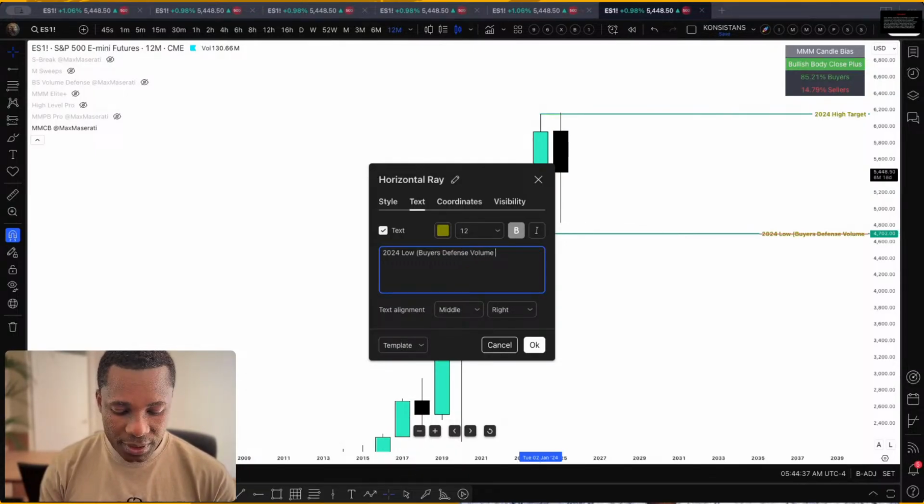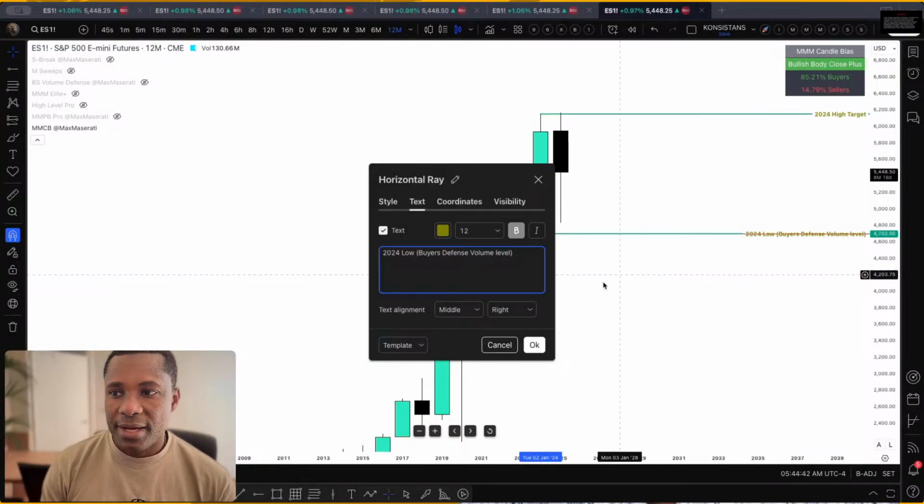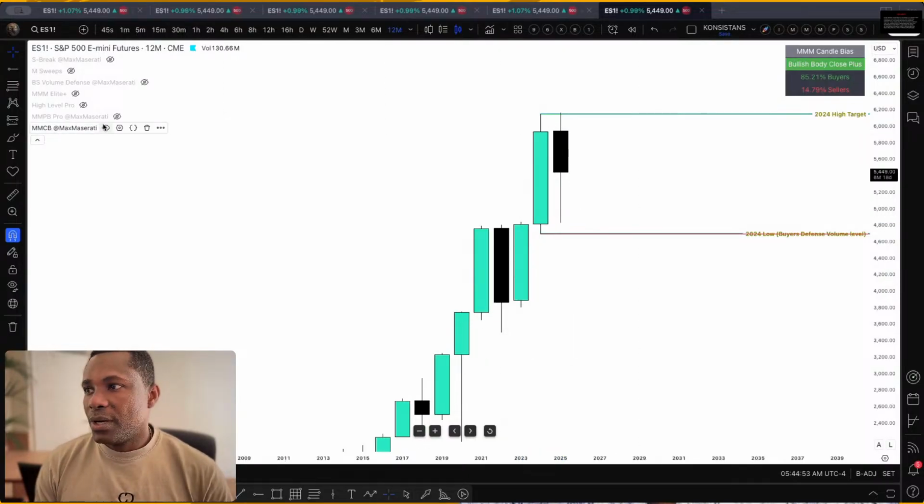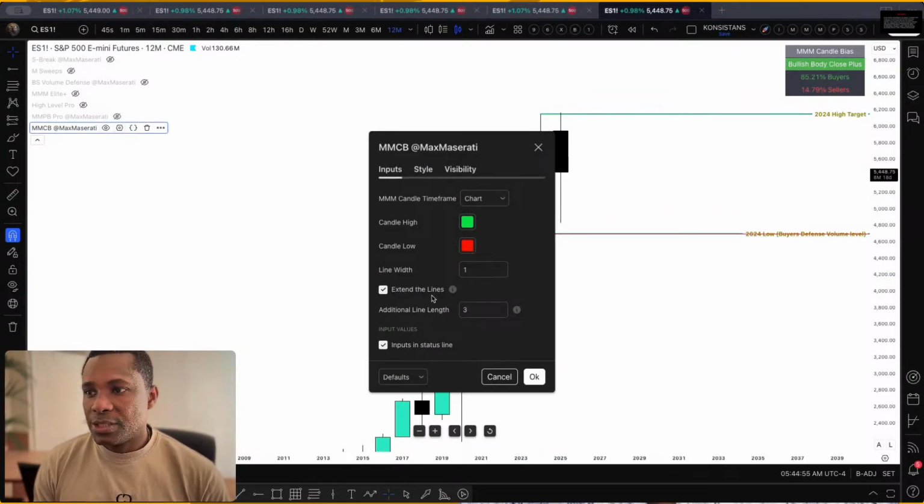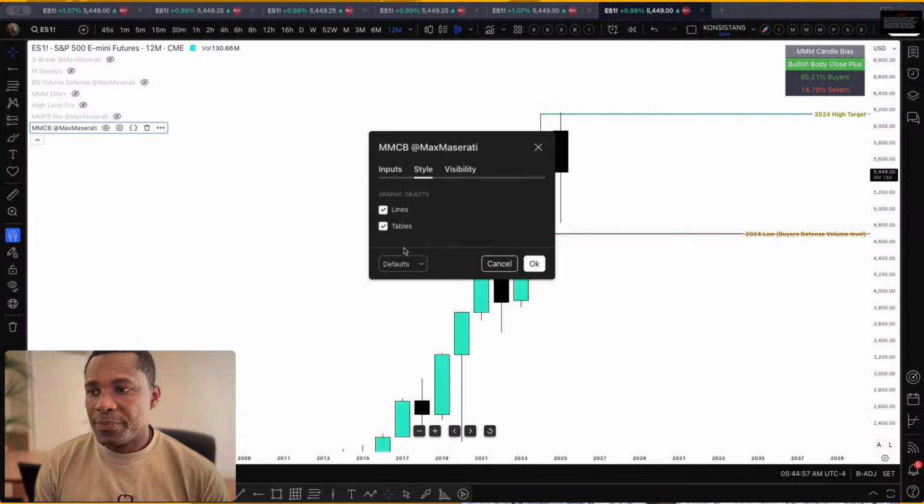volume. Okay, so we expect price to respect this area here. Okay, we expect price to respect this area, middle, right. Okay, so this is what we expect price to do. We expect price to respect this area.